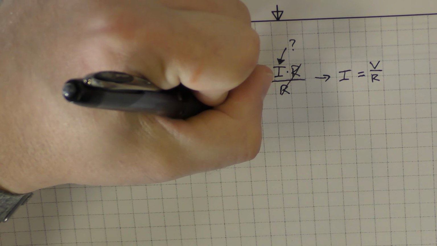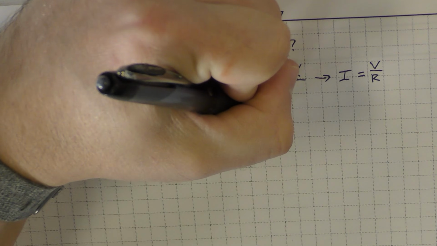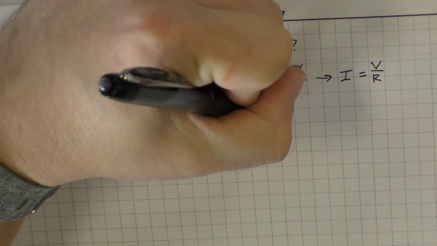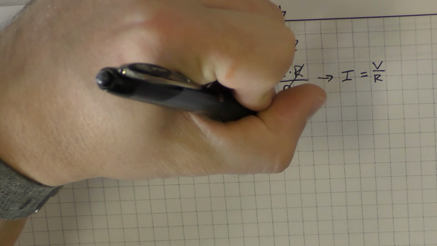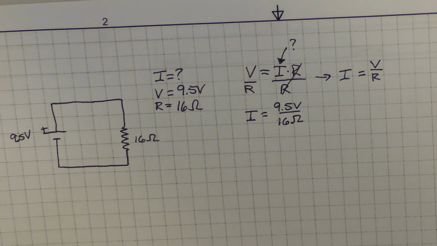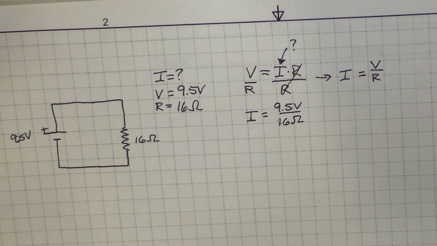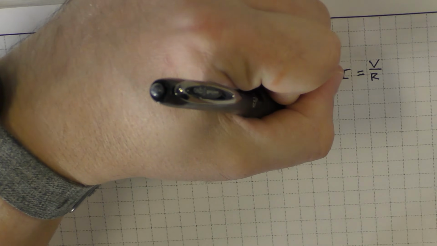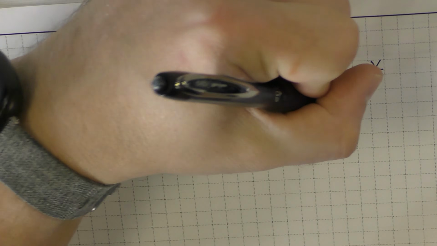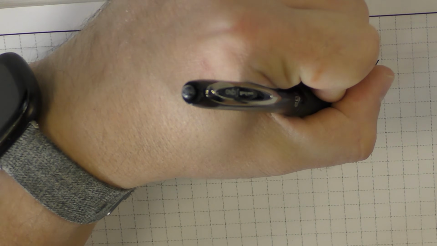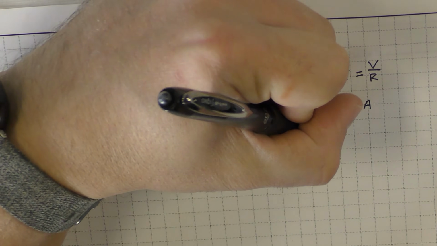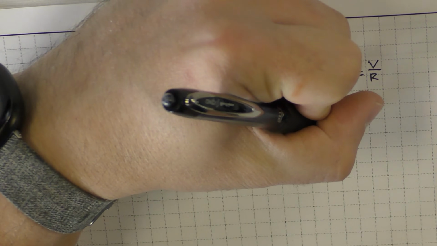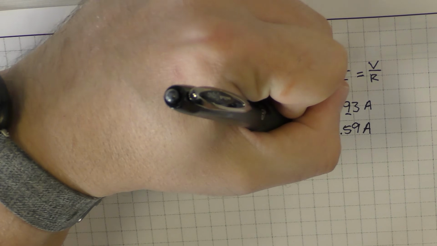Okay, so we can go ahead and plug in here. So I is equal to V over R, which in this case is going to be 9.5 volts divided by 16 ohms of resistance. If we grab a calculator, 9.5 divided by 16 is 0.593 amps. Let's go ahead and round that to the nearest hundredth place. So our answer would be 0.59 amps.